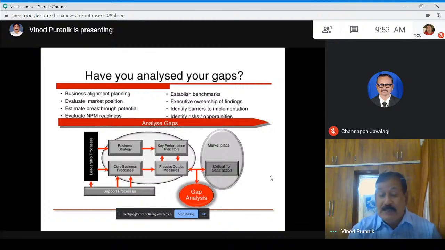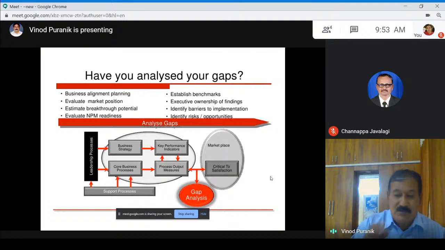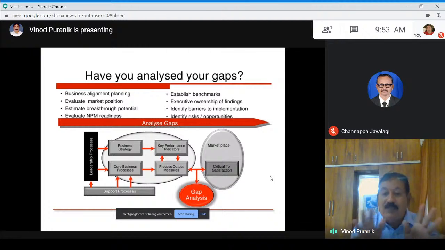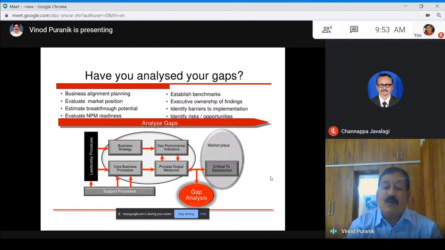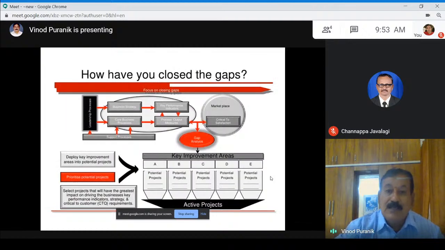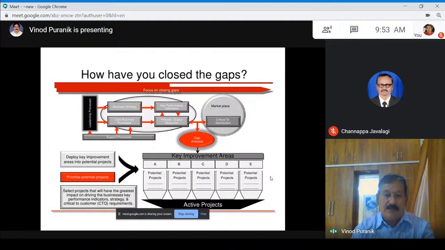That's very important. Satisfaction becomes, as I told you, the loyalty is not at all there now. It is very important to satisfy the customers. How you are able to satisfy the customer is very, very important. Then once you know all the things, after analyzing the gap, you have to move forward. So you have to fill the gap. So the question is, have you closed the gaps? How have you closed the gaps?